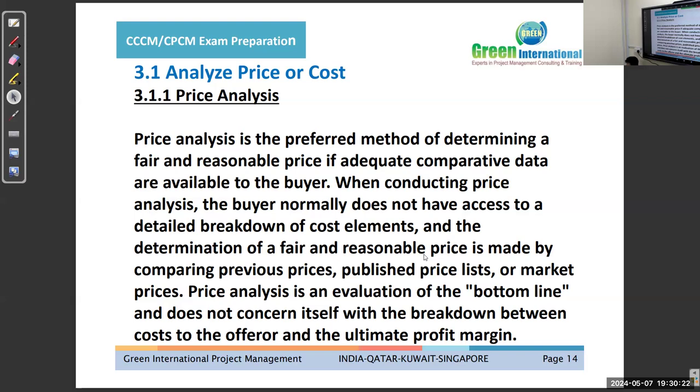The buyer normally does not have access to the detailed breakdown of the cost elements, and the determination of fair reasonable price is made by comparing previous prices, published price lists, or market prices. Price analysis is an evaluation of the bottom line and does not concern itself with the breakdown between cost to the offerer and the ultimate profit margin.